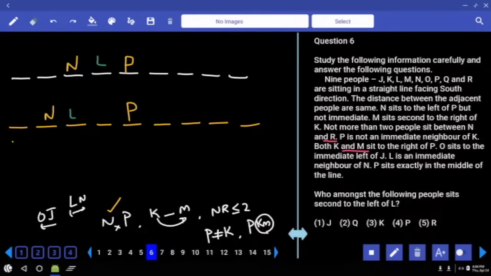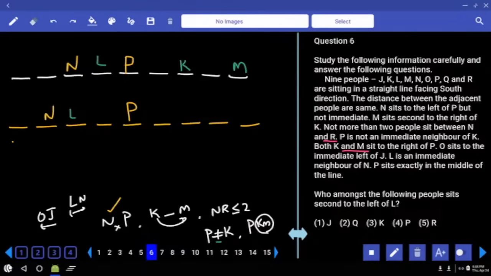If it is ruler, then we can take it as towards left. Then if L is here, L and N, O and G are adjacent. K and M, we need to have alternate persons. And P and K are not adjacent to each other, isn't it? P and K are not adjacent to each other. K is here, then M will be here. K and M. Now if K and M were like this, then N and R.